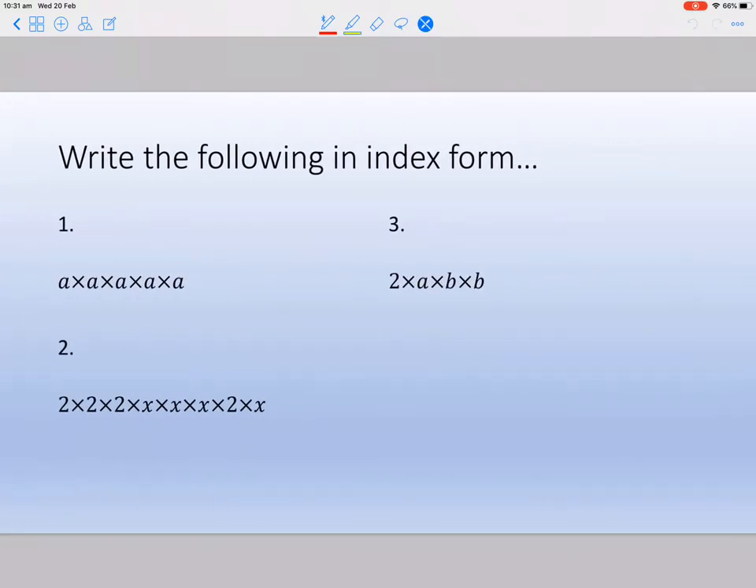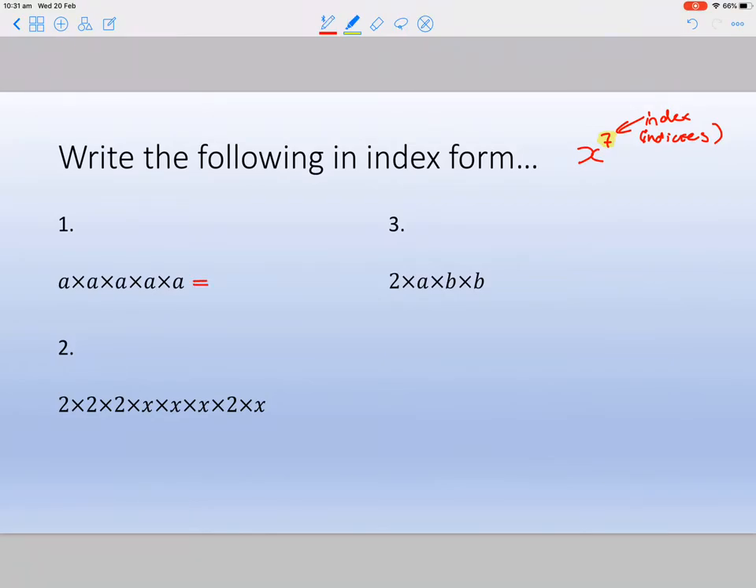Okay. Let's do these examples. Write the following in index form. Now remember, index form is if I write x to the power of 7, the 7 is the index. A plural of it would be indices. Alright? So, let's go for it.